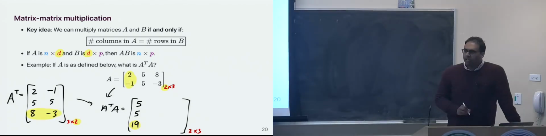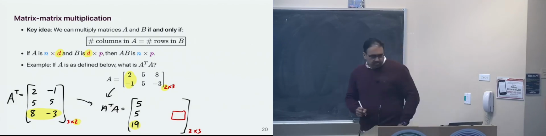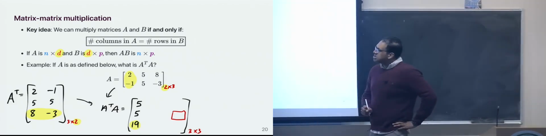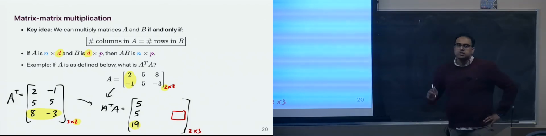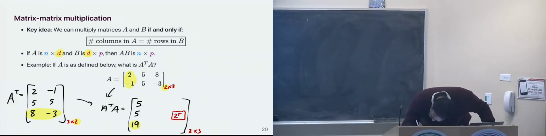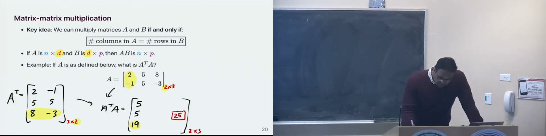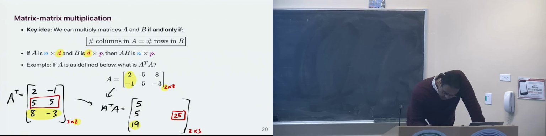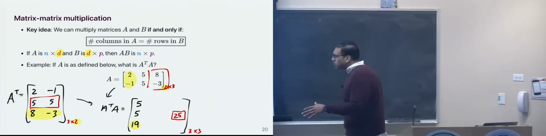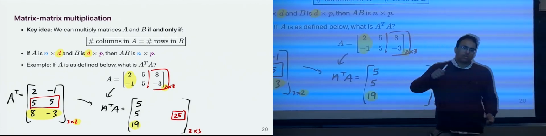Okay, we don't have to work out every single one, but here's one more example. What number is going to come here? Chirag? Good, 25. Where'd you get that from? Good. It's the dot product of this row with this column. And you get 5 times 8, which is 40, plus 5 times negative 3, which is negative 15. 40 minus 15 is 25.